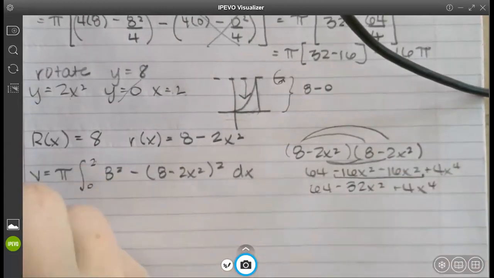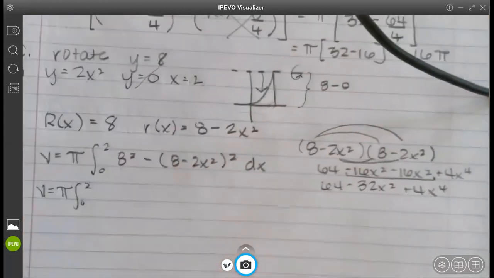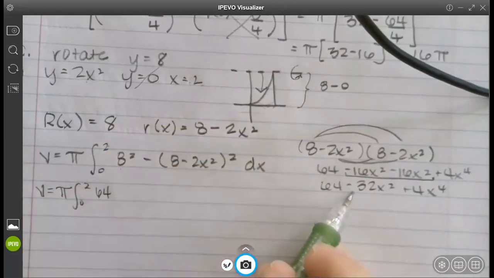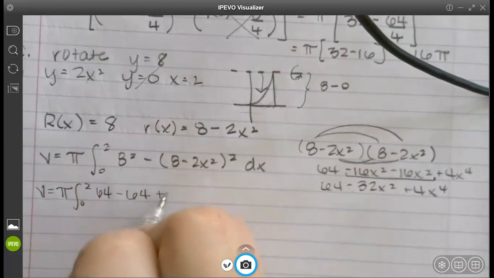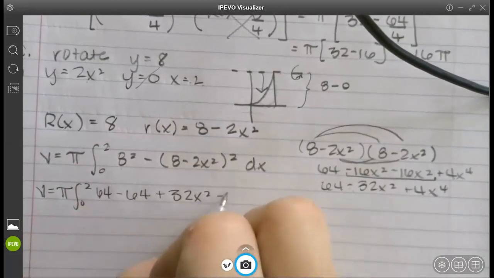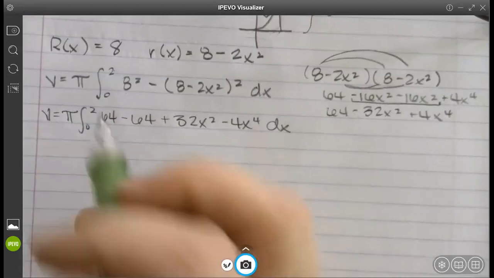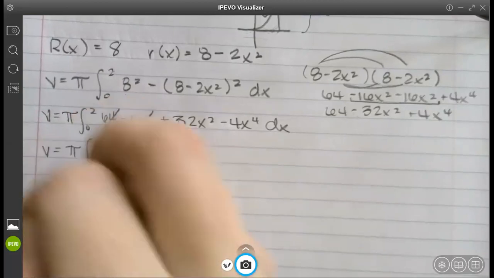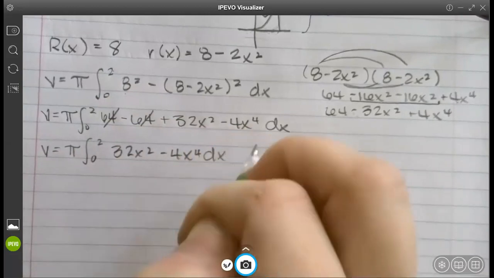Okay. So this one, 8 squared is what? 64. What do I have to do right here? Distribute that negative to all of this. So what am I going to have? Minus 64. Everybody good with that? What happens? 32x squared minus 4x to the 4th dx.